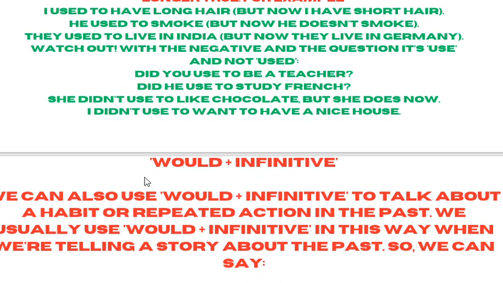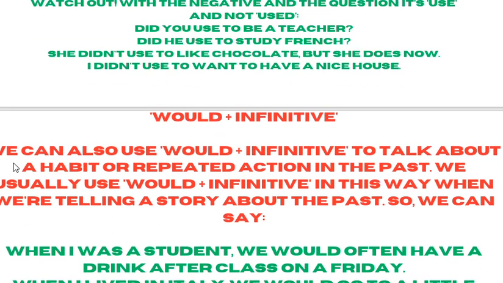And next one, would plus infinitive. This one I told last week, I think. I explained how to use would in a sentence, like we use would in asking in a polite way, like talking with someone. And we also use would when we talk about things that happened in the past. We can also use would plus infinitive to talk about a habit or repeated action in the past.